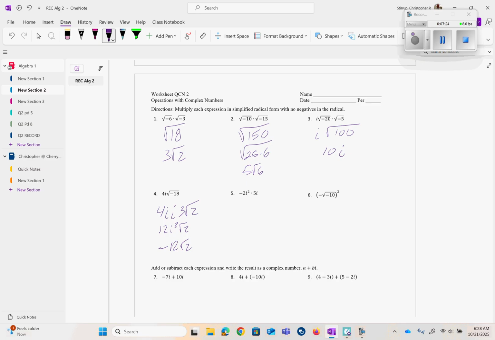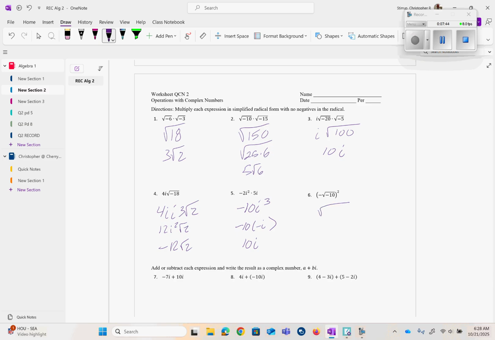Done. That's going to give me -10i to the third. i to the third is equal to -i. So that's going to give me just 10i for an answer. If I square this one, it's going to be positive because of squaring that.